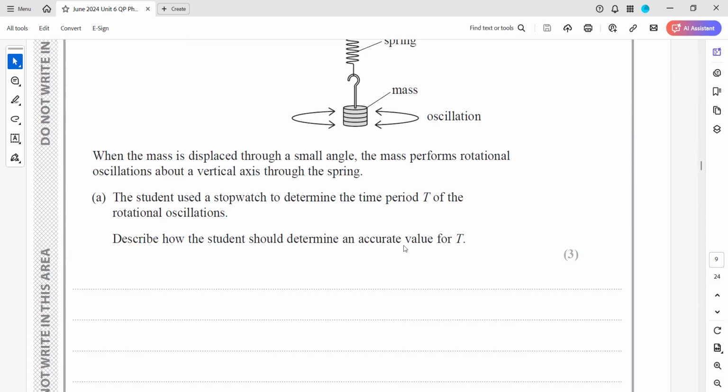So how to get the time period? What should the student do? First, he should reset the stopwatch, and then he should record the time for 20 complete oscillations or 30 oscillations.